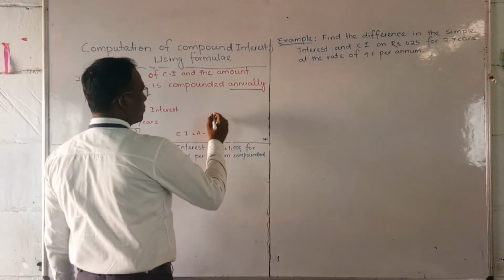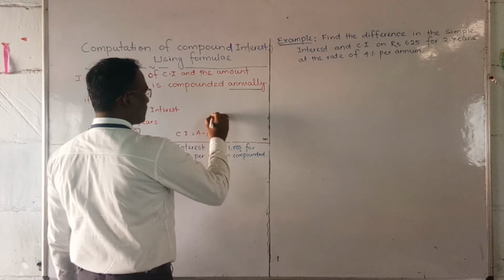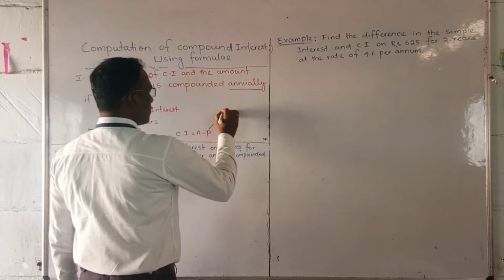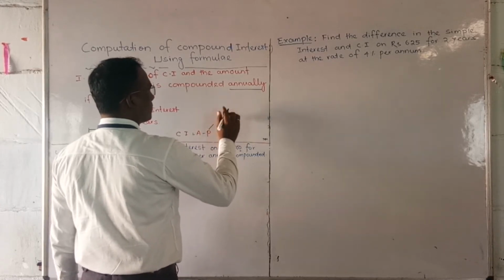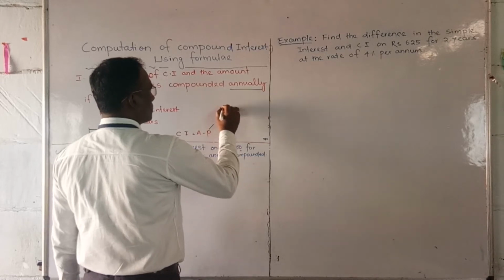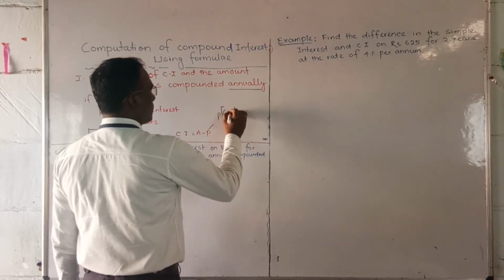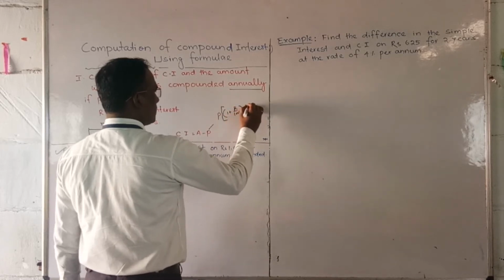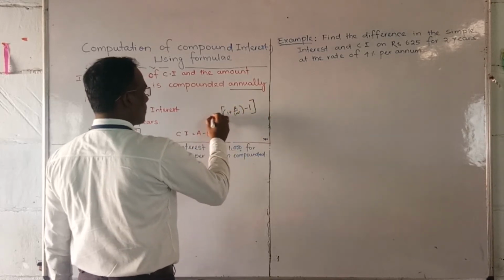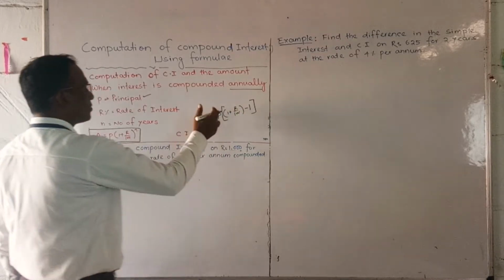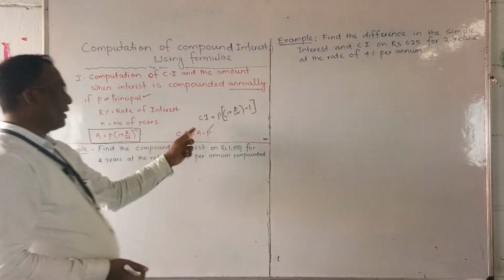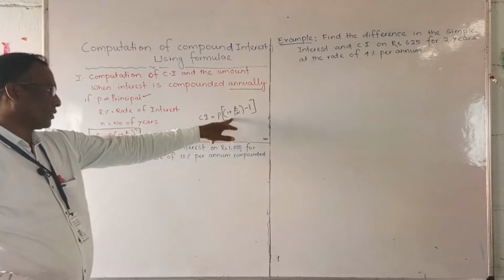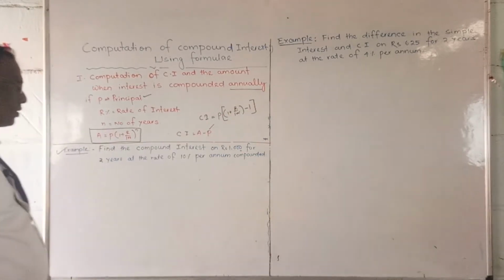We can also write P times [(1 plus R by 100) to the power n minus 1]. This is also for the compound interest. It is the same thing, but here it is very easy: amount minus principal, because this is for amount and we have to subtract P. We have taken P common for both here.